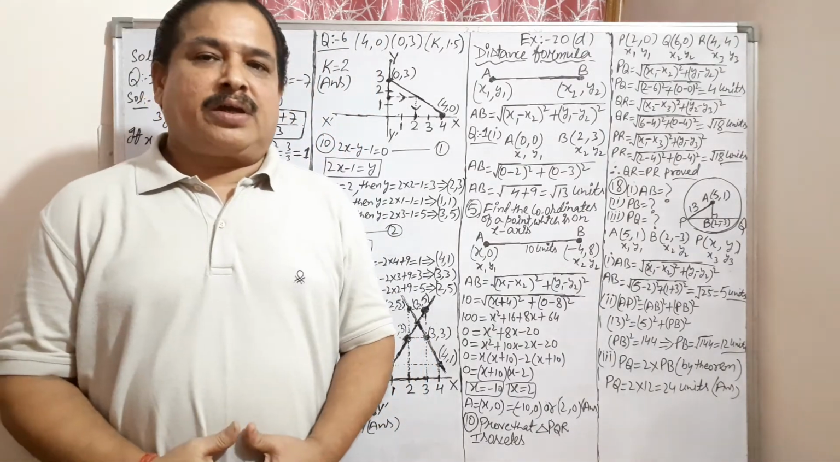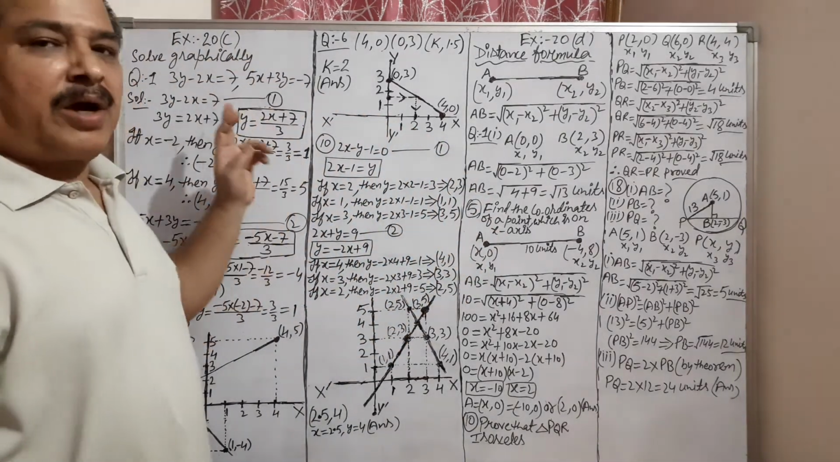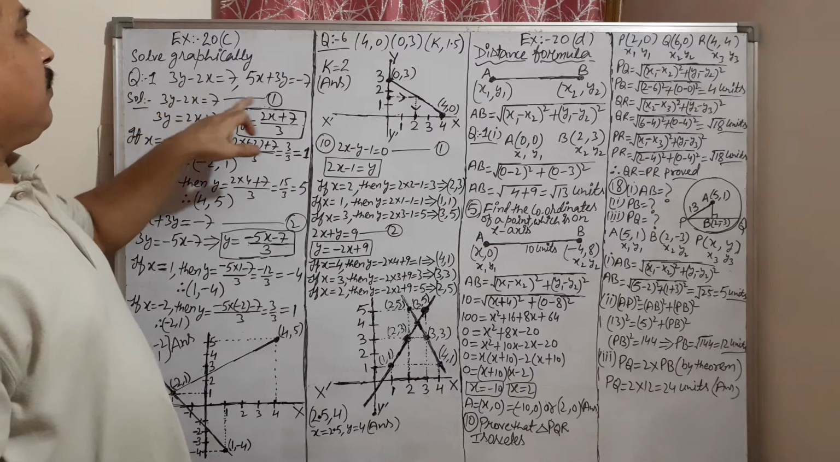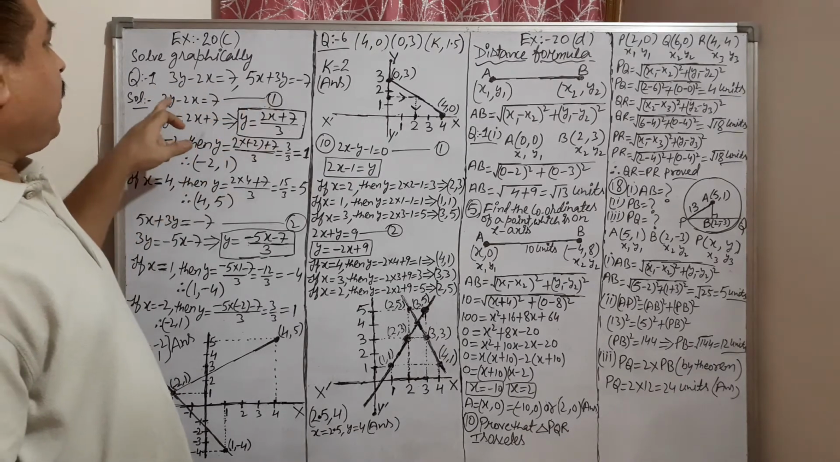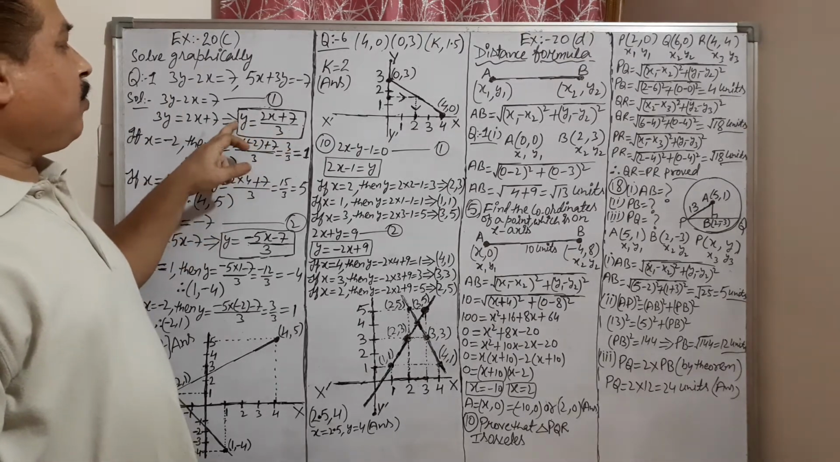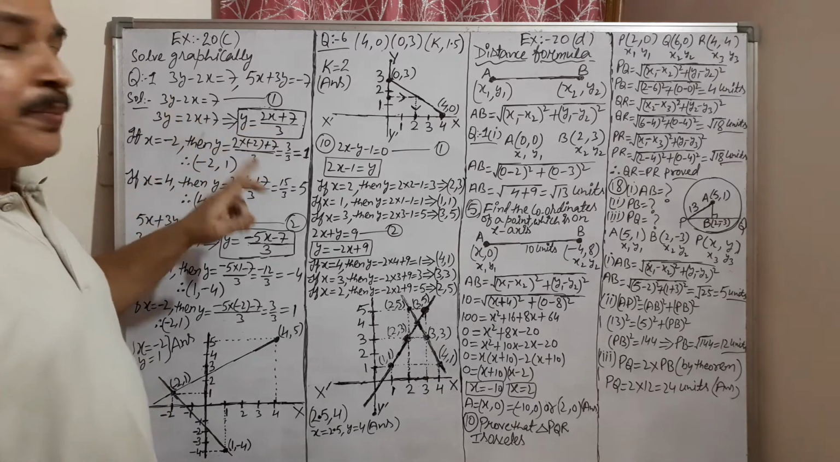Class 9. Today we are starting exercise number 20C. Solve the equation by using graphical method. This is your equation number 1. First of all, make y the subject. Keep y separate from the number, that is called the subject. So it is in y as a subject form.